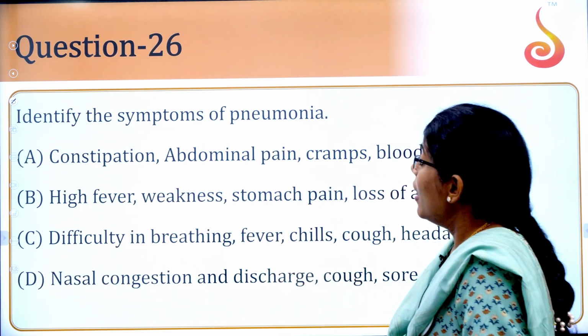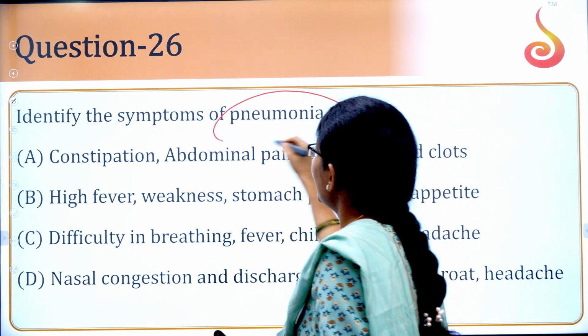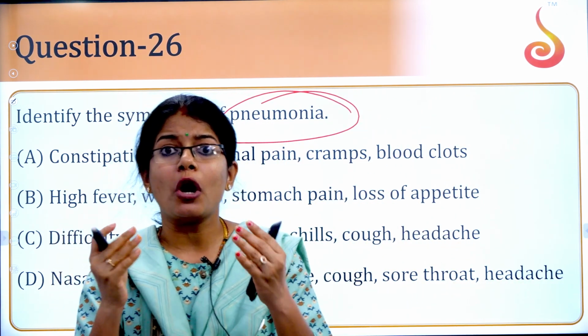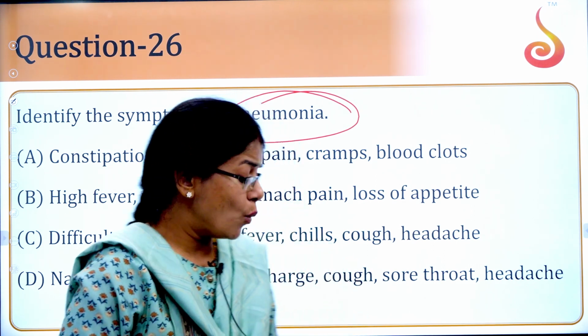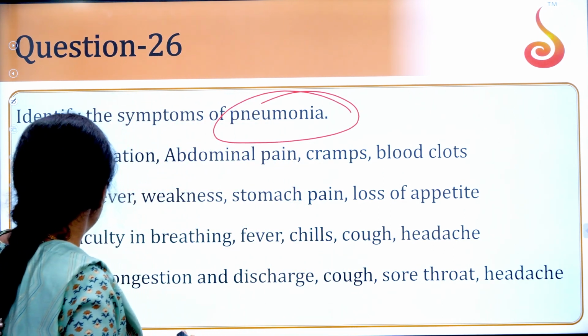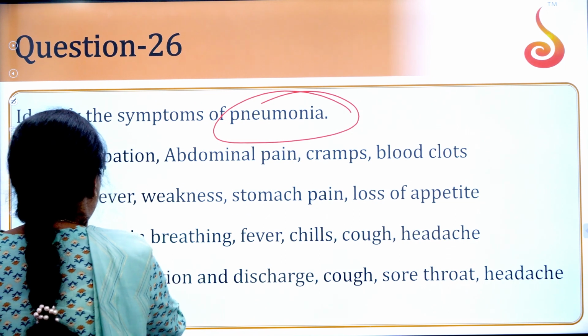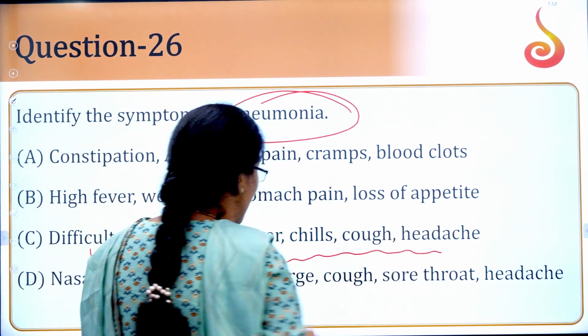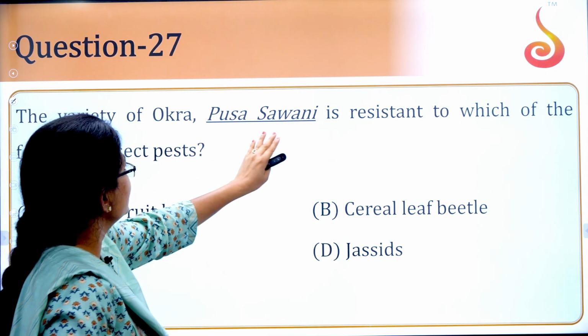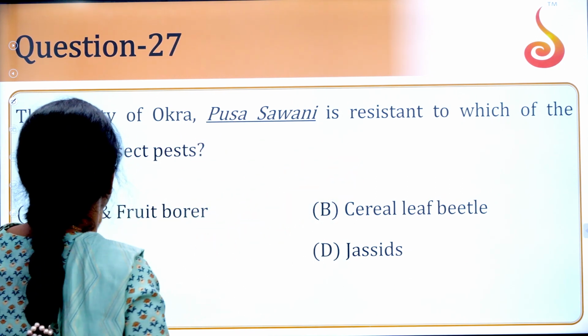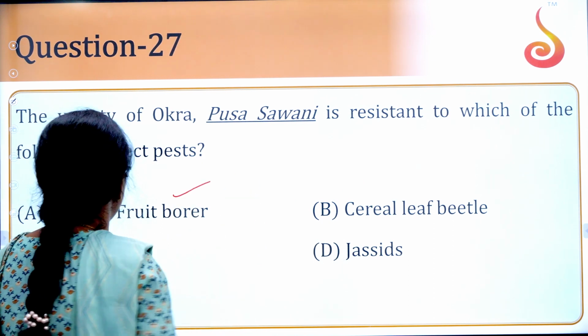Okay, next one. Identify the symptoms of pneumonia. When you think about pneumonia, it is not going to infect the nose, it is actually going to infect the lungs. So what is the correct option here? Is it nasal congestion? No, it is going to be difficulty in breathing, fever, chills, cough, headache, right? Okay. Variety Pusa Sawani is resistant to which of the following insect pests? That is option A.